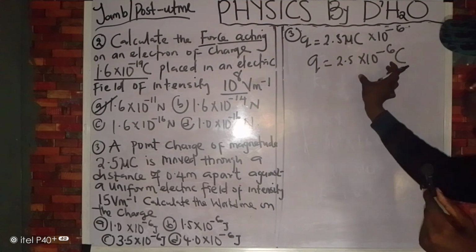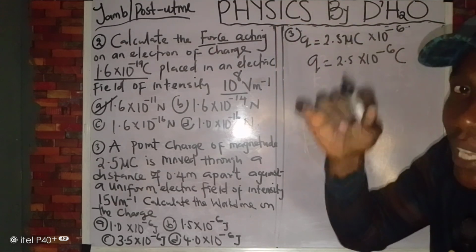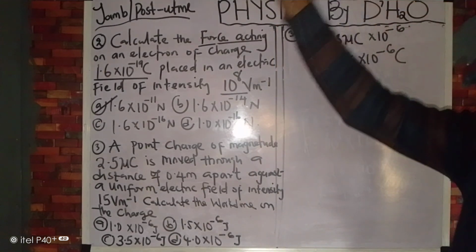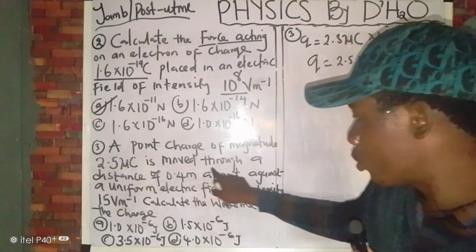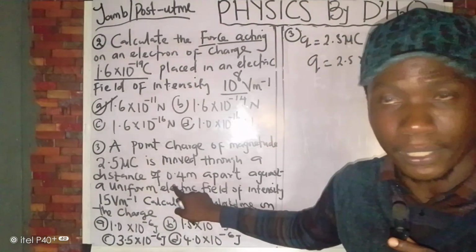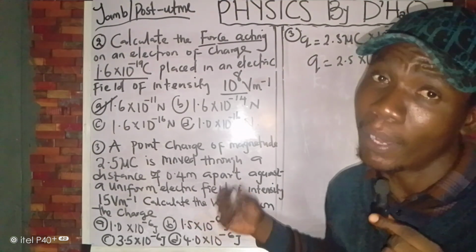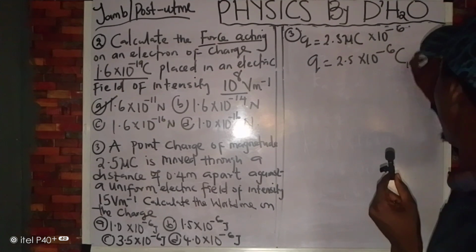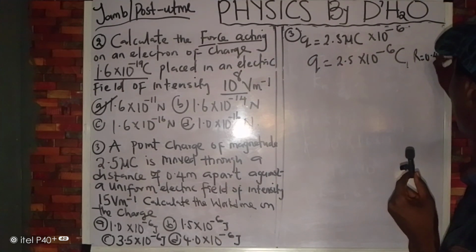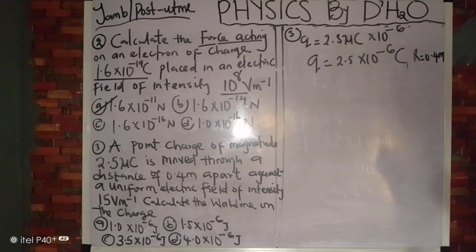If you want to convert from coulomb to microcoulomb, you will now divide by 10 raised to the power minus 6, like we did in our previous question. Is that clear? Good. Now, it has moved through a distance of 0.4 meter. Remember, our distance is not D, it's r in the field. So we have our r equals 0.4 meter. So this is our distance r.